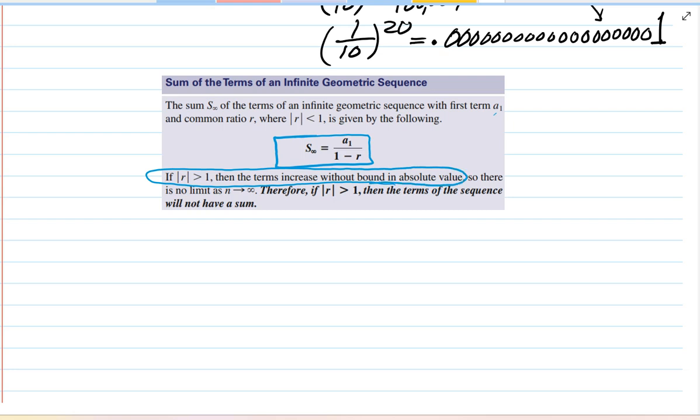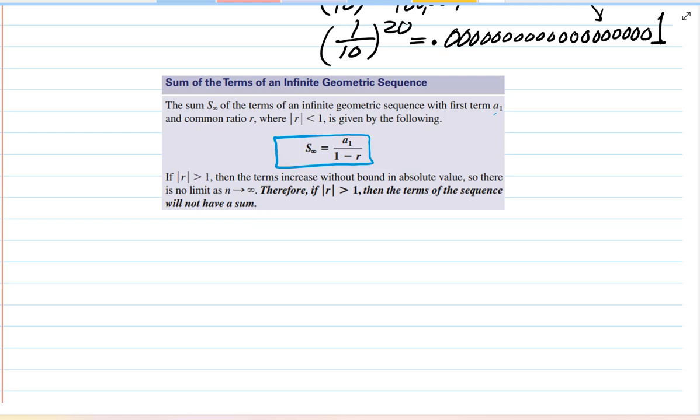Okay. And right in here is the statement I just made. If the absolute value is greater than 1, this thing's going to blow up. That means it's going to diverge to infinity. It's going to grow without bound. So in that case, there is no limit, as we say. As n goes to infinity, remember, n approaches infinity. And that's how we're going to write it.